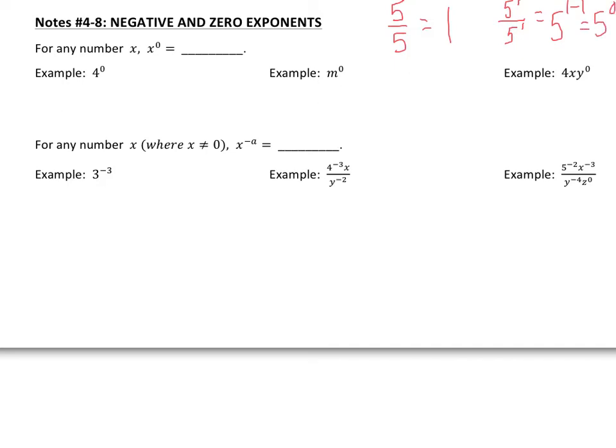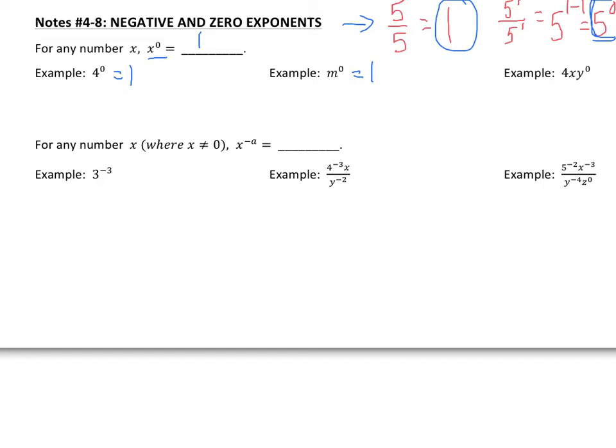So you can see that anything that is to the 0 power will be equal to 1. That applies for variables, everything. So if I have x to the 0 power, x to the 0 power is the same thing as 1. Okay? So you can either memorize this or you can think back to my example right here. Anything to the 0 power will always equal 1. So if you have 4 to the 0 power, it's 1. If you have m to the 0 power, it's 1.